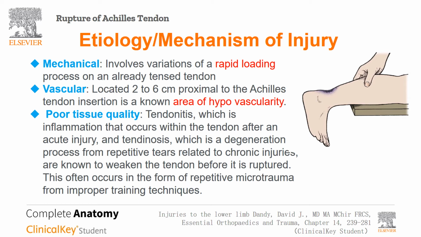The second one is vascular, located 2 to 6 cm proximal to the Achilles tendon insertion, which is a known area of hypovascularity. The third one is poor tissue quality. Tendinitis, which is inflammation that occurs within the tendon after an acute injury, and tendinosis, which is a degeneration process from repetitive tears related to chronic injuries, are known to weaken the tendon before it is ruptured. This often occurs in the form of repetitive microtrauma from improper training techniques.